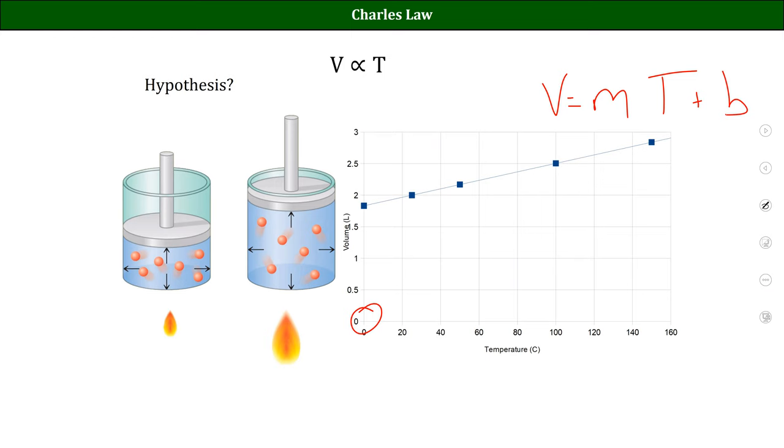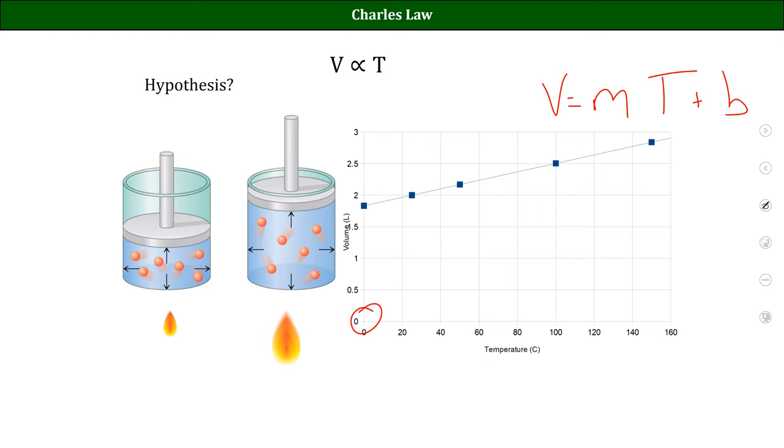And that works. That's not a great equation, though, because we don't really want to deal with that intercept all the time, right? What are the most troublesome equations and conversions when it comes to keeping track of your sig figs? The ones where you have multiplication and addition, right? So if we can avoid that, that's going to make everything a lot easier. So why doesn't this go through the origin?